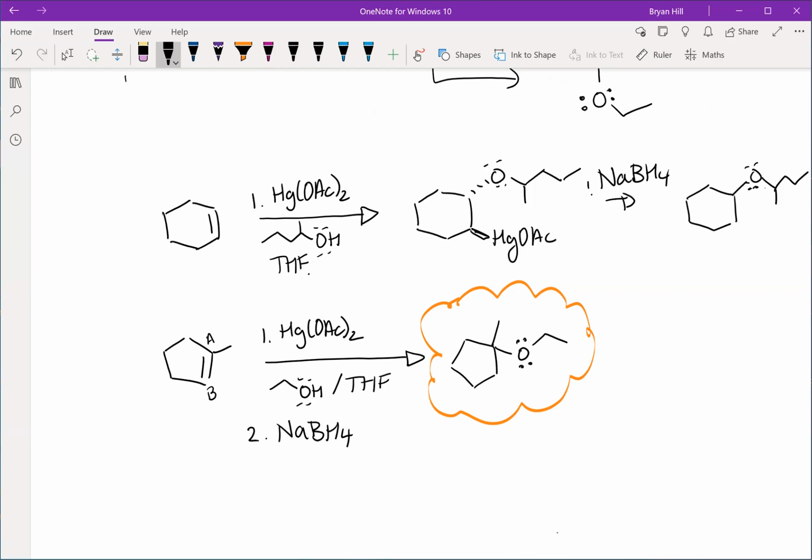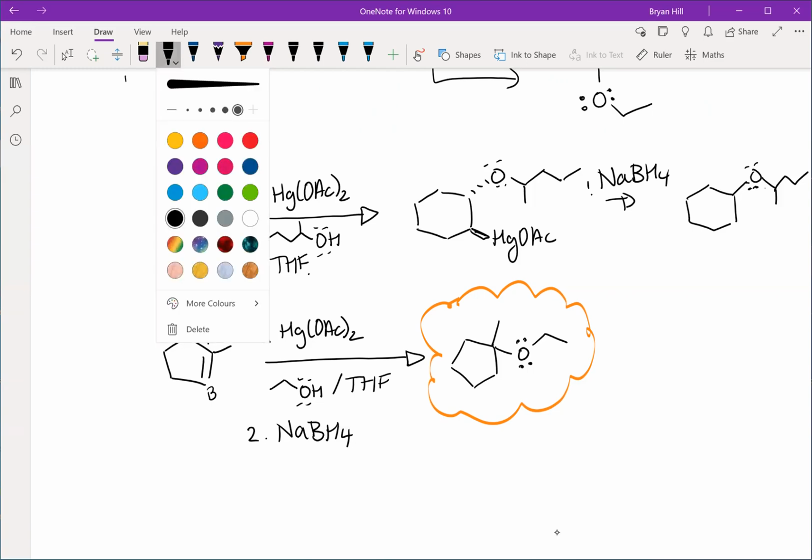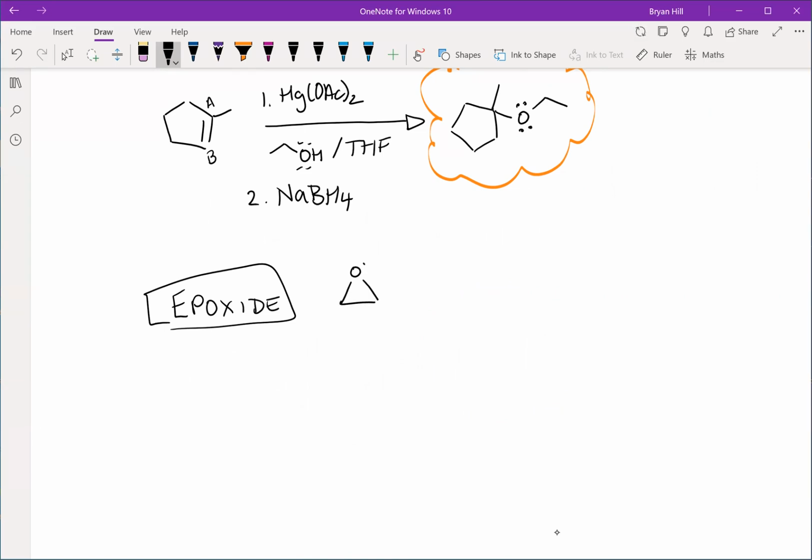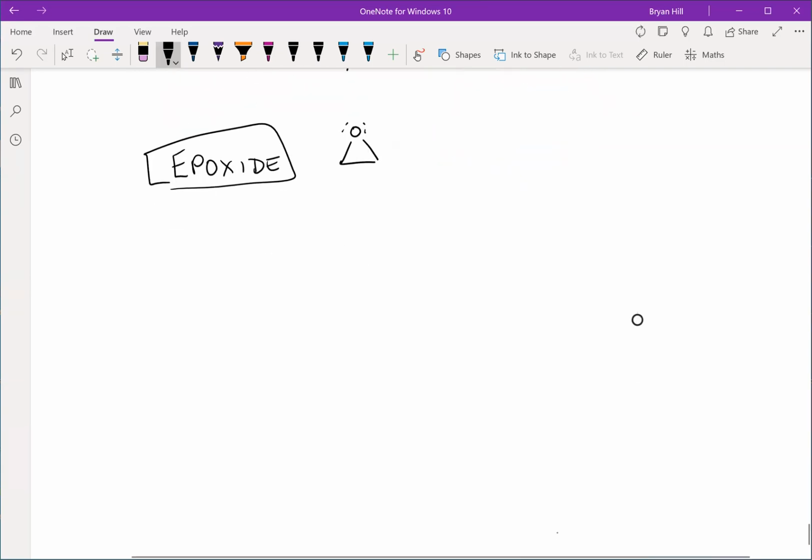There are two new reactions that I should show you. But just as a slight review, we have seen another ether in action before, and that, remember, is an epoxide. So remember, an epoxide is 2 carbons and an oxygen in a 3-membered ring. And we make epoxides.